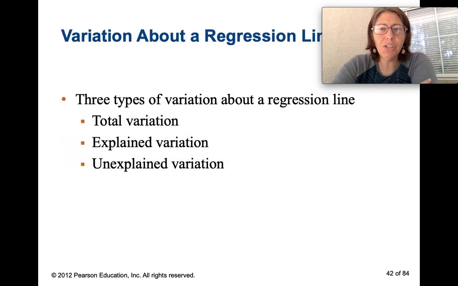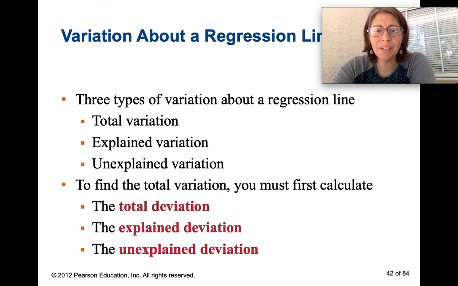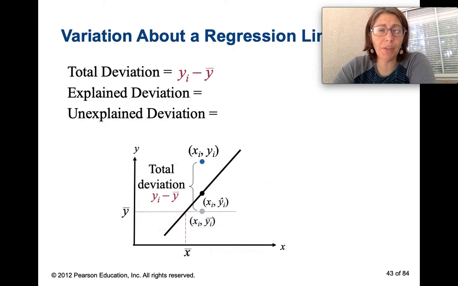So, variation about a regression line. There are 3 types of variations about a regression line. There's a total variation, an explained variation, and an unexplained variation. Now, to find the total variation, we first have to calculate the total deviation, the explained deviation, as well as the unexplained deviation. So on this next slide, we're going to talk about that.